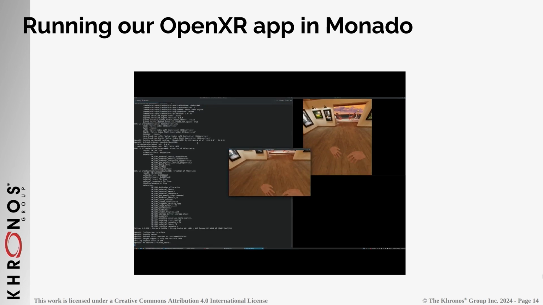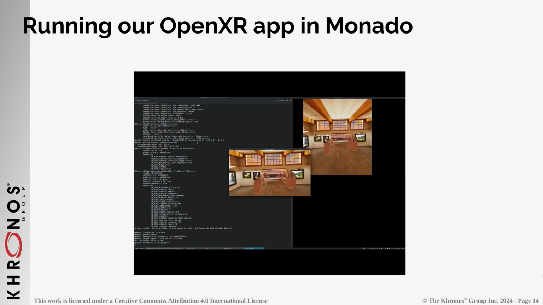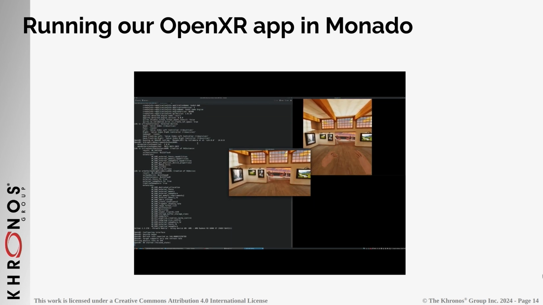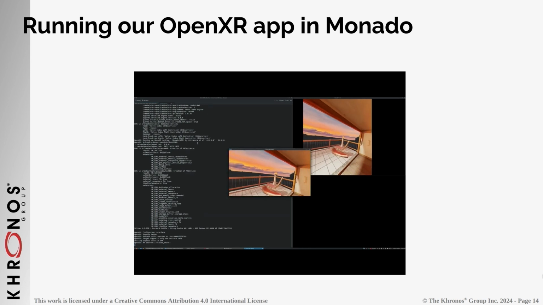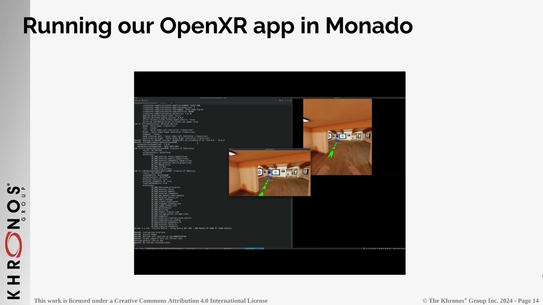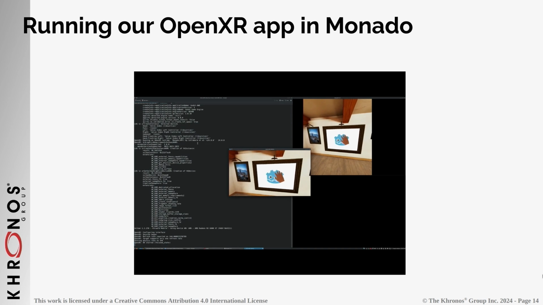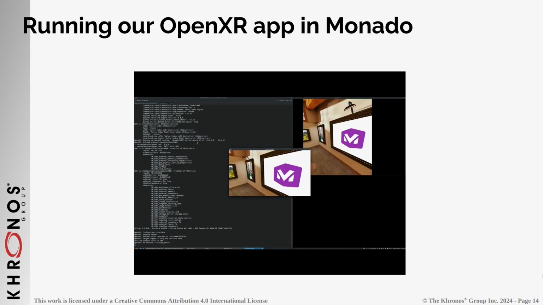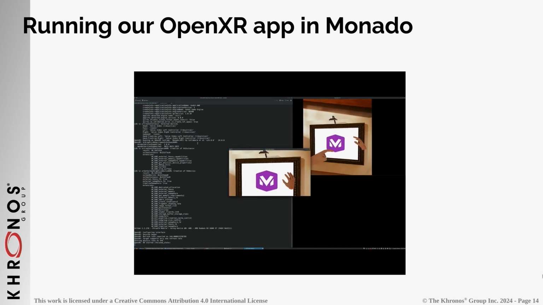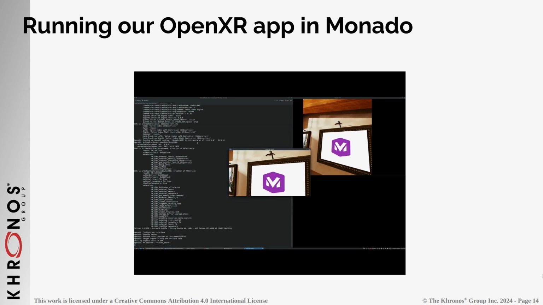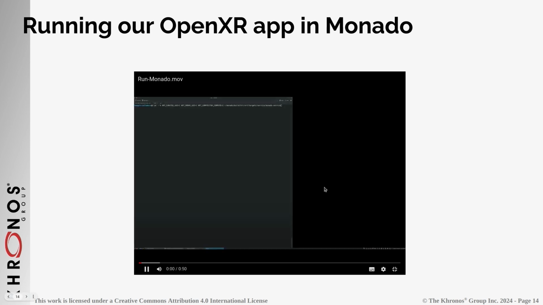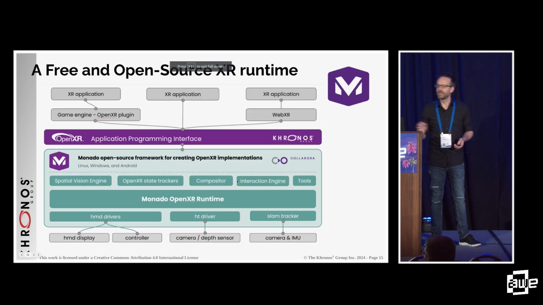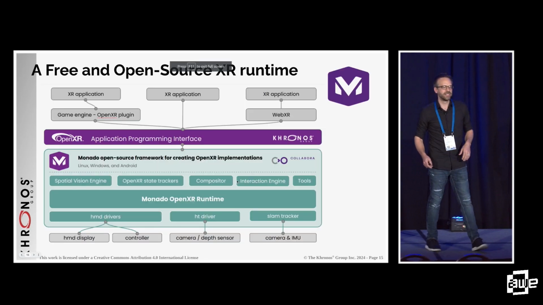There you go. You can see that the controllers are correctly tracked. The teleport feature that we added in Godot is working as expected, and we can look around and move very naturally in the XR space that we just created. Note that you could have done the exact same thing on Windows or Android, depending on the hardware you had. Okay, we're at the end of that presentation.